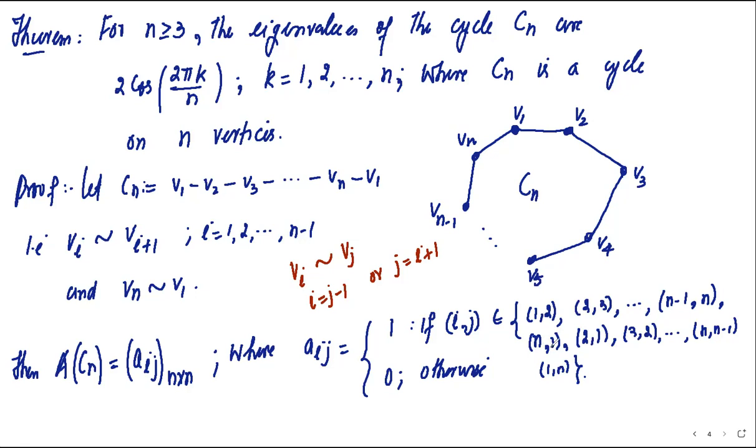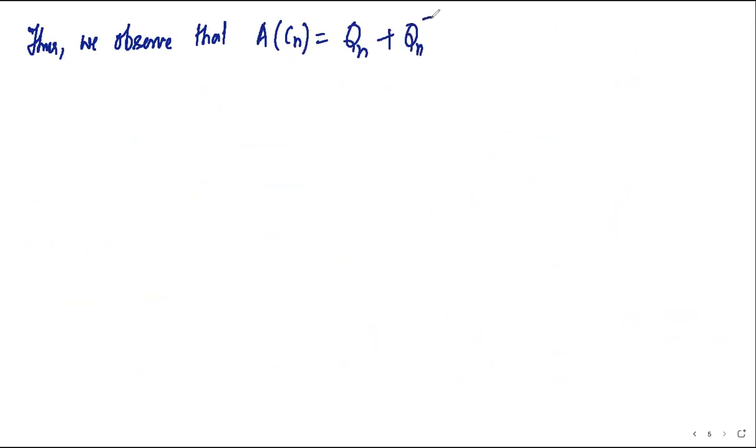And similarly, up to (n,1), this entry is a non-zero entry and has the value 1 in Qn. So therefore, the (1,n) entry has the value 1 in the Qn transpose. So therefore, we can see that the adjacency matrix of Cn is actually Qn plus Qn transpose. So thus we observe that the adjacency matrix of Cn is equal to Qn plus Qn transpose.